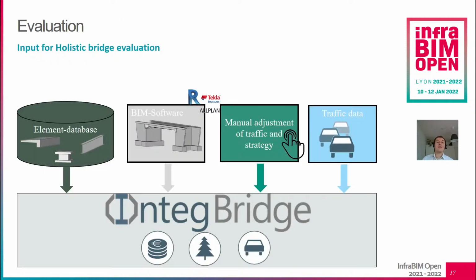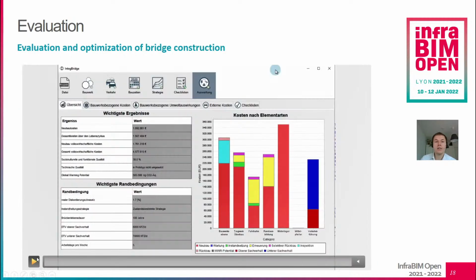Now we have all the required data together. We have our element database, which gives us the pre-balanced data. We have our BIM software, where we get the project-specific quantities. Then we have the manual adjustments for the traffic and strategy, and we have our pre-balanced traffic data. Now all this data is combined to allow us to evaluate the bridge holistically. Okay, now we go through the evaluation.